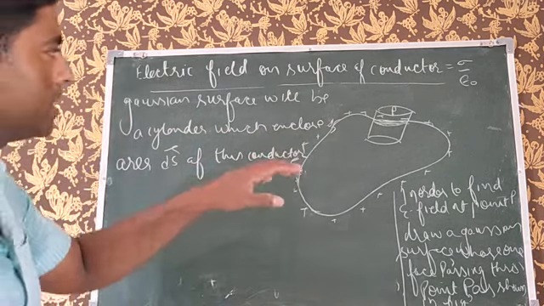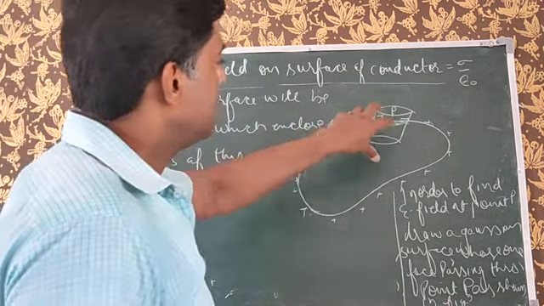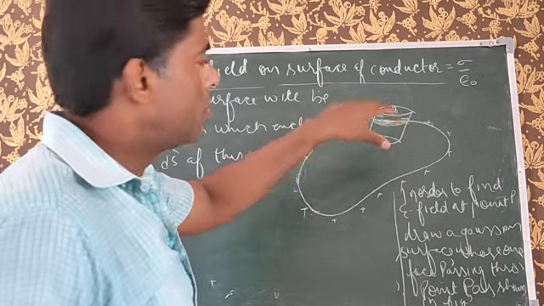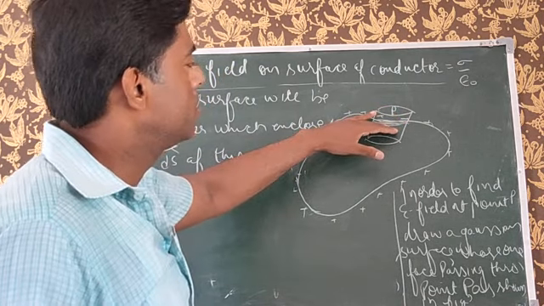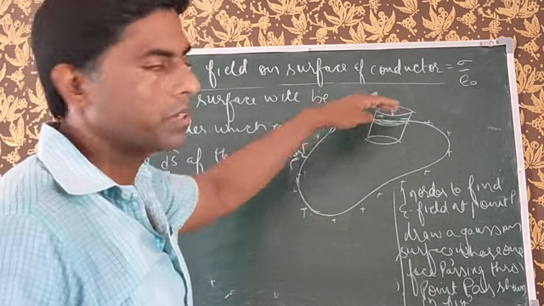Now from the figure it is clear that this cylinder will enclose only that area of the conductor which is equal to the area of its either face, upper or lower.